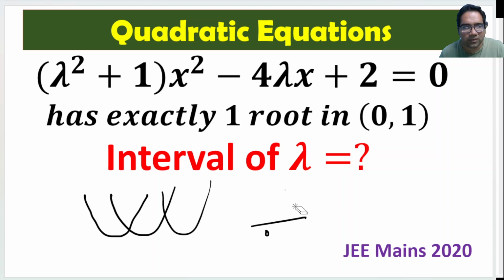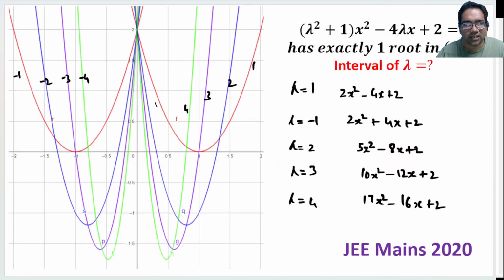Now, this is the understanding of this family of parabolas. Now, how do we find the condition for one root in between 0 and 1? Let's look at this family of parabolas. Like we just discussed, all of them pass through this point 2. I have drawn some sample parabolas. When lambda equals 1, it is 2x square minus 4x plus 2. That is this red one. When lambda equals minus 1, it's the exact mirror image, the same red one.